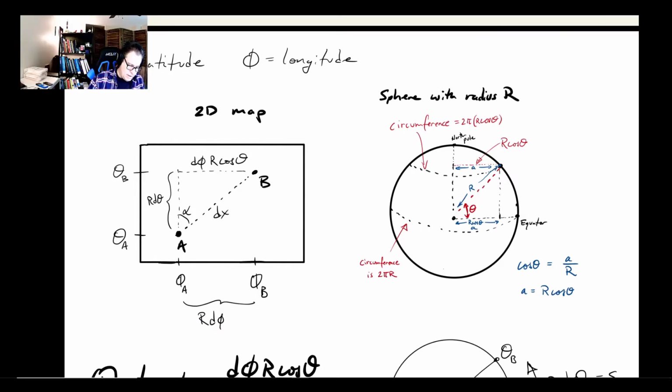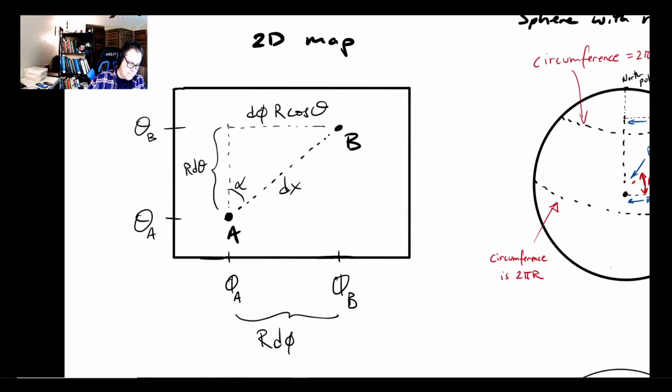So what you see here, obviously, if we focus on the 2D map for a moment, we've got a point A where we'll imagine we begin and we want to get to a point B. So from point A to point B, there's some change in the latitude from latitude at point A to latitude at point B, and from longitude at point A to the longitude of point B. So we'll have some change in longitude as well.